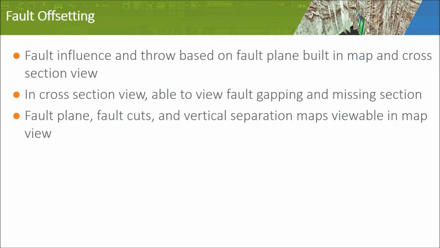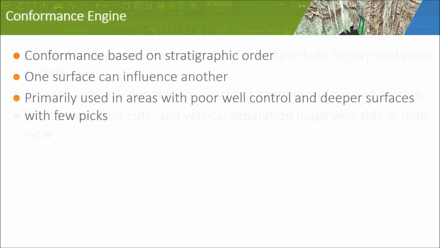Your fault plane, fault cuts, and vertical separation maps are viewable directly in map views. You can get a contoured region of what that information looks like directly on the map. And see, again, where your fault cuts are propagating throughout your structural plane.